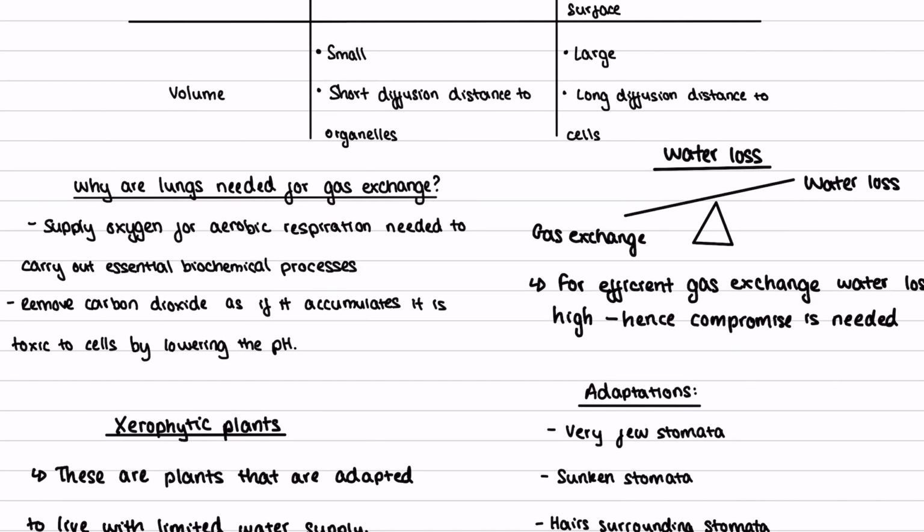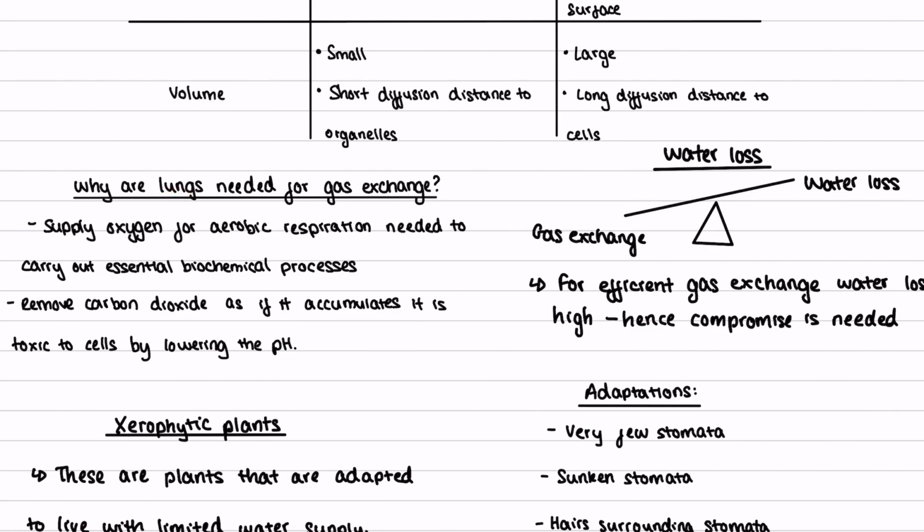Why are lungs needed for gas exchange? As I said before, we can't rely on gases diffusing via our skin, so we need a system to get the oxygen into our blood to supply our cells with it so they can carry out aerobic respiration. We also need to remove the carbon dioxide, which is the byproduct of respiration, and if it accumulates, it is toxic to the cells as it creates an acidic environment. So the lungs is where gas exchange takes place in humans.